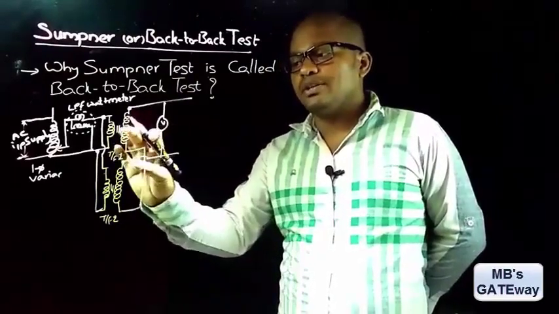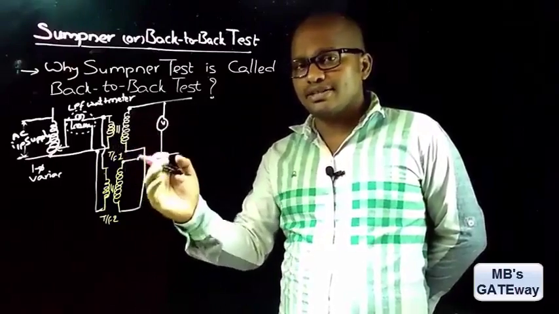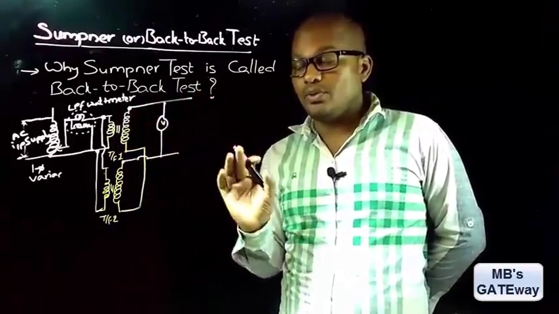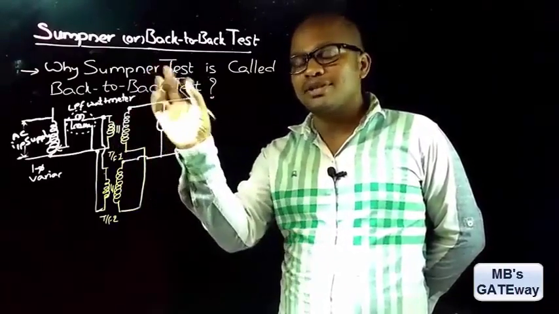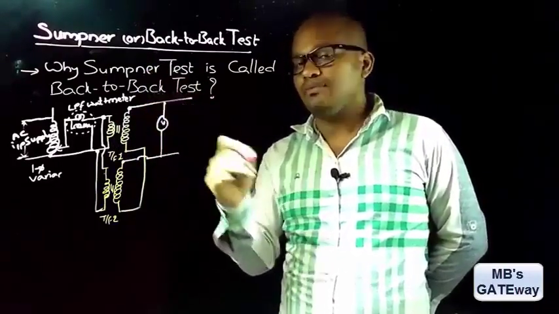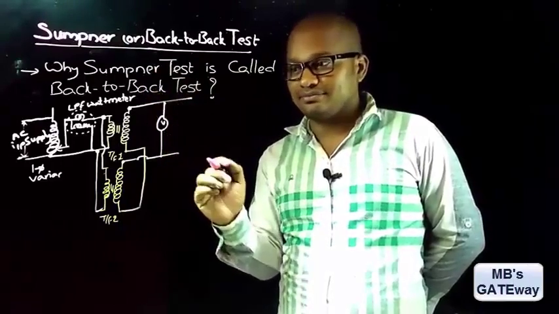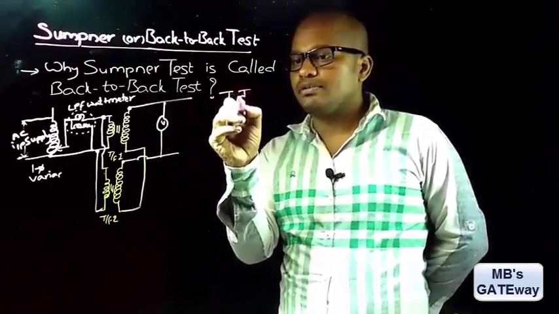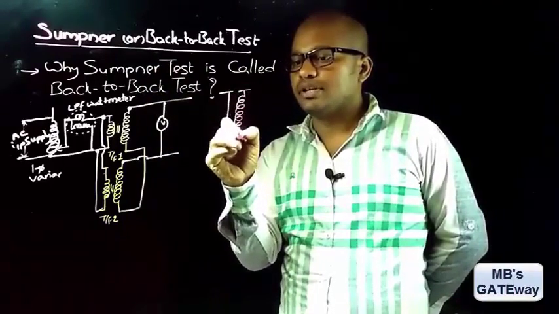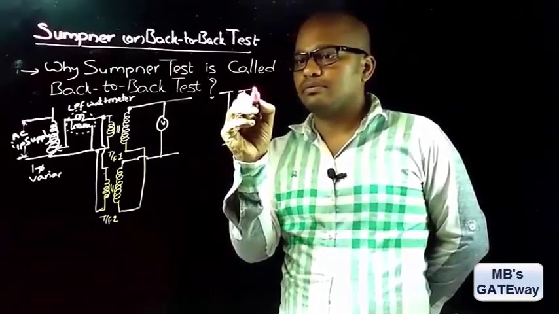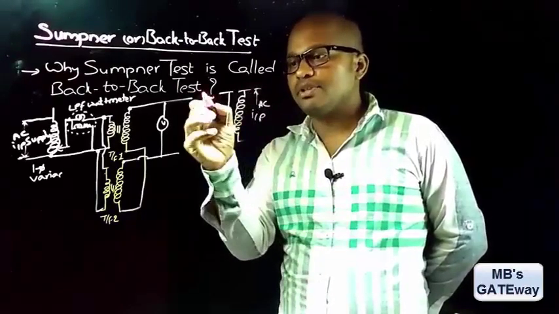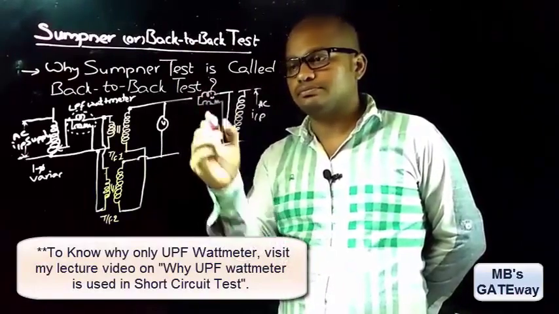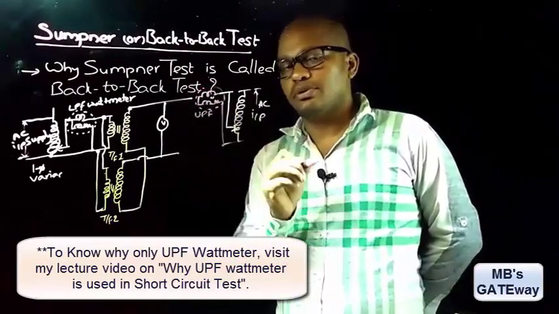And why they are to be connected in series phase opposition, let's discuss in the discussion on how to perform this Sumpner's test. Now here our focus is why Sumpner's test is called the back-to-back test. So let's discuss that. And the secondaries are supplied from an auxiliary source, here a single phase variac, and this input is measured by using a UPF wattmeter. So this is the UPF wattmeter.